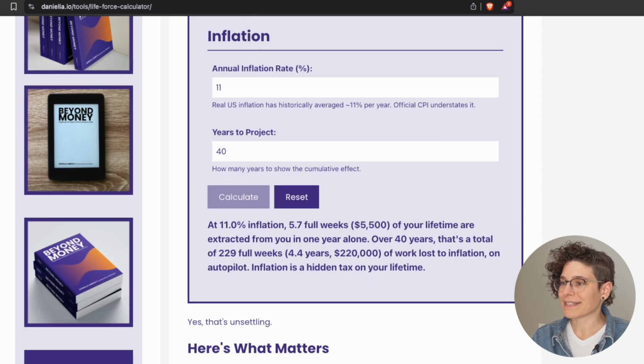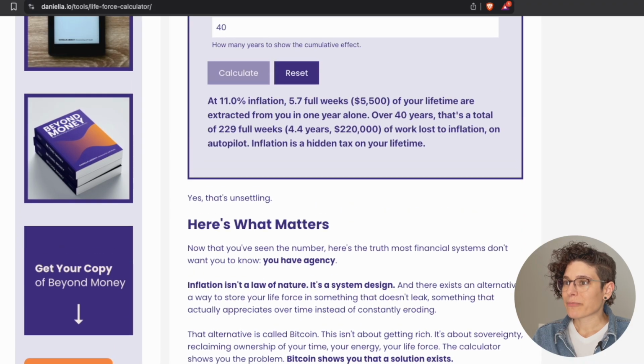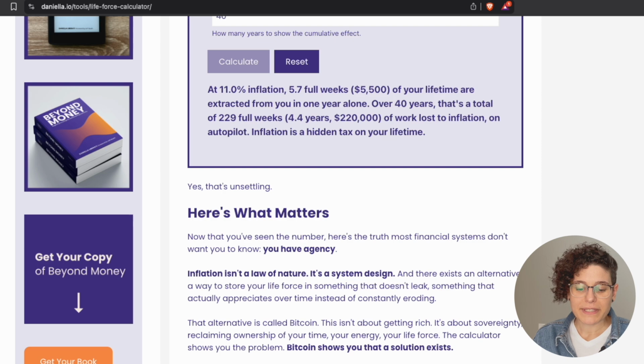And yes, it's depressing. In this example, it's 4.4 years. That's a lot. That's a lot of years of our lives that we don't realize are being extracted from us just from inflation. That's not even counting all the taxes that we pay. And look, yeah, I know it's depressing, but the good news is there is an exit. It's Bitcoin. And that's kind of my call to action here. It's just like, go learn about Bitcoin, go find out why Bitcoin gives you back your time, your energy, space to live in the first global free market.